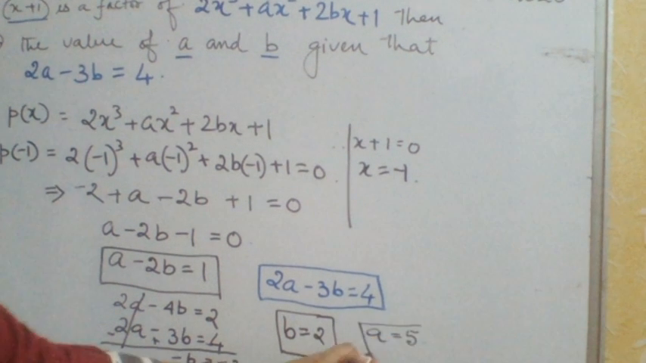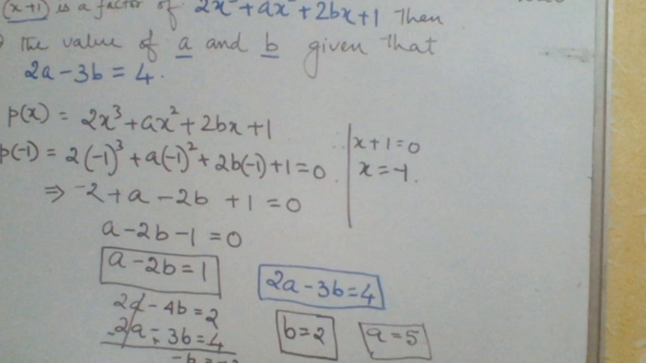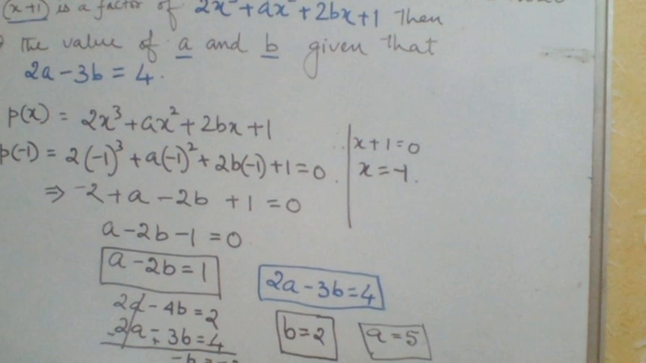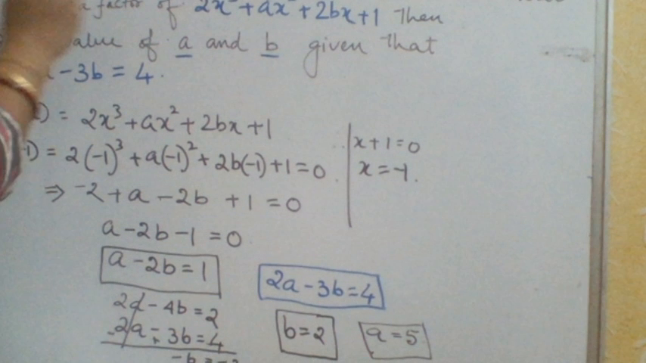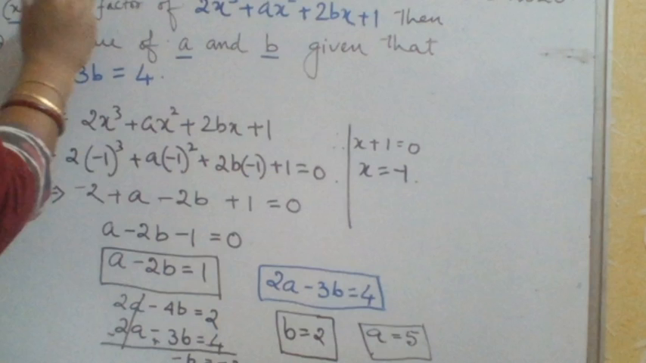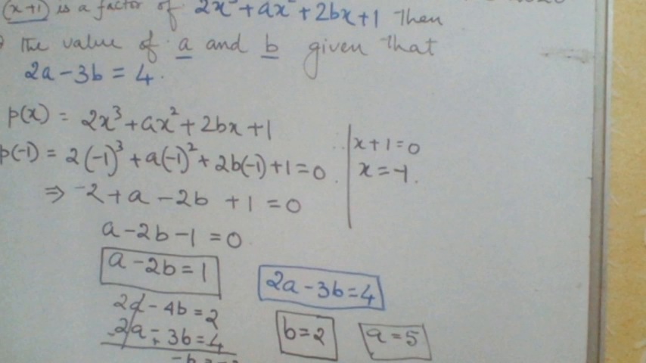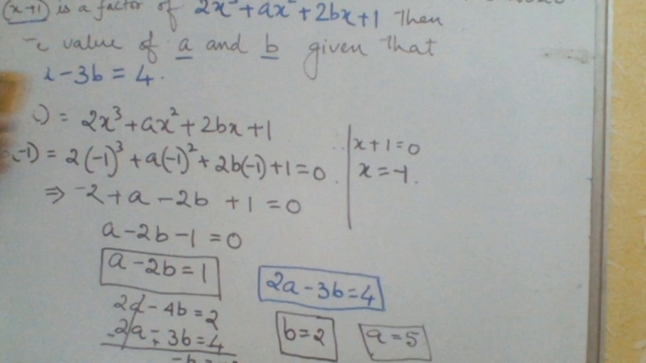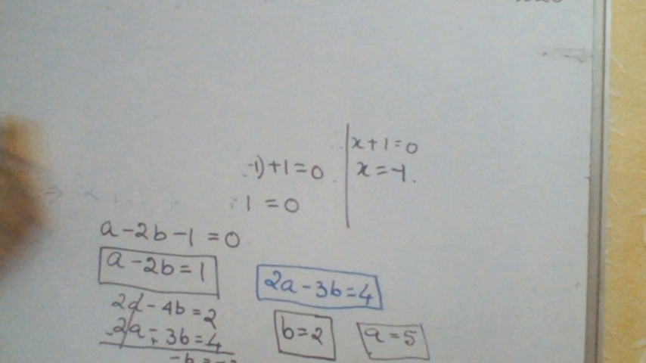So here goes one question of linear equation in two variables, which is a mixture of your previous chapter polynomials and also this chapter, pair of linear equations in two variables. Now second question. I will take one word problem. I will give you one word problem for the second one.